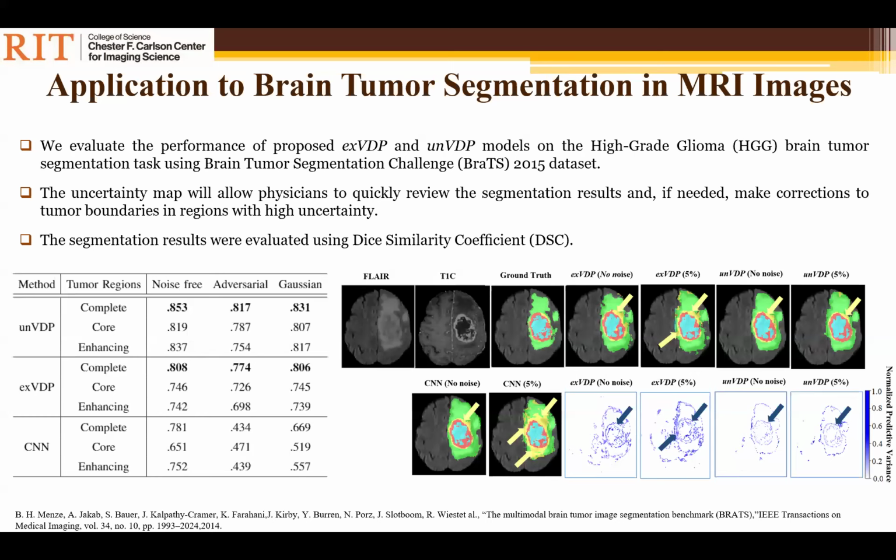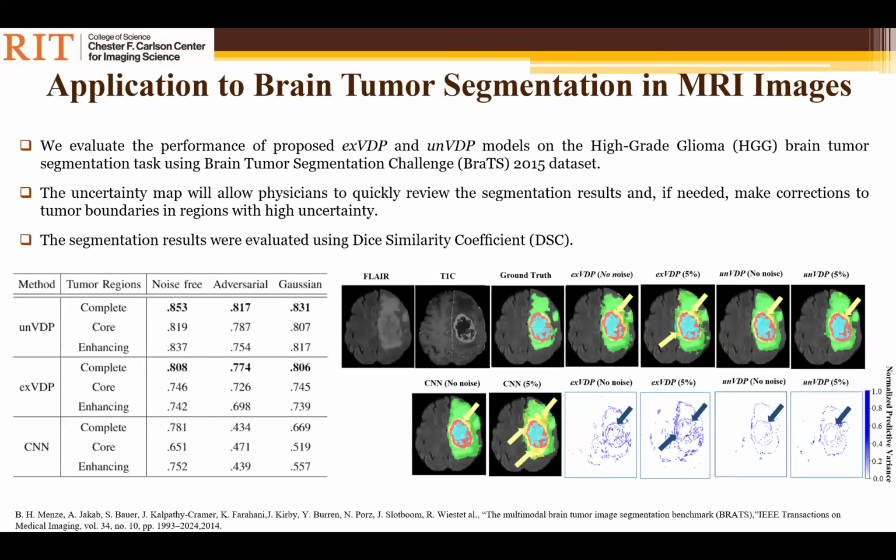This is the ground truth. This is the model without noise, the extended model. This is with adversarial noise. This is the unscented model with noise, and this is the deterministic network. What we plot here is the uncertainty map, which is the variance for each pixel, and we can see that the variance is mostly over the boundary of the tumor. This is very informative for neurologists, to be able to check this uncertainty map before using the segmentation map for any treatment.